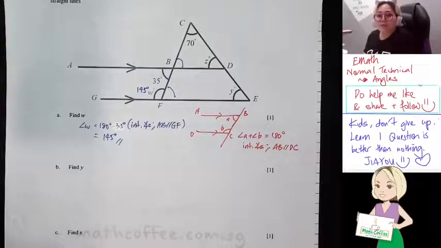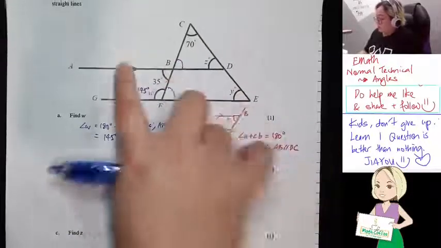I had always found this chapter as hard as vectors. Vectors is tougher than this one. Angles is quite straightforward.